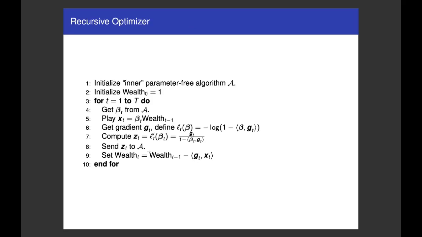So what the final algorithm actually looks like is not that bad. We have an inner optimizer A, which is some parameter-free algorithm. It could be a one-dimensional algorithm with x-concave optimization that's been converted to a d-dimensional algorithm, but it doesn't matter. It could be anything else. We get some vector beta from that algorithm. We play x to be beta times the wealth. Then we get a gradient. We define the analog of that log loss from the previous section, but now with a vector quantity instead. We get its gradient and we send that to A. And that's the end. It's the entire algorithm. We call it recursive optimizer because we're using a parameter-free algorithm as a subroutine inside of another parameter-free algorithm. Of course, it's not really recursion, but it's a similar idea.